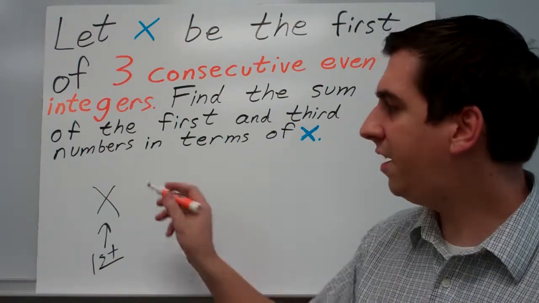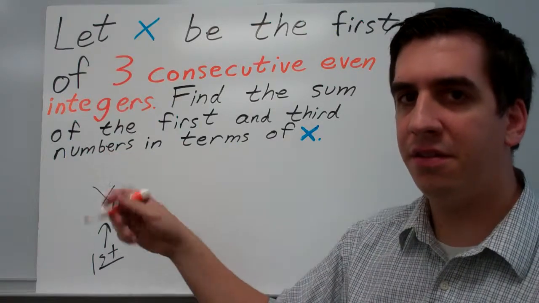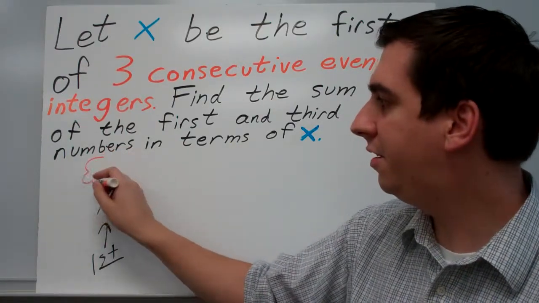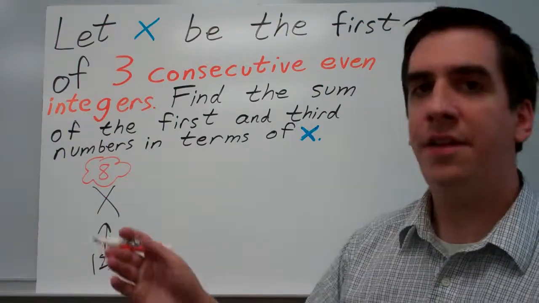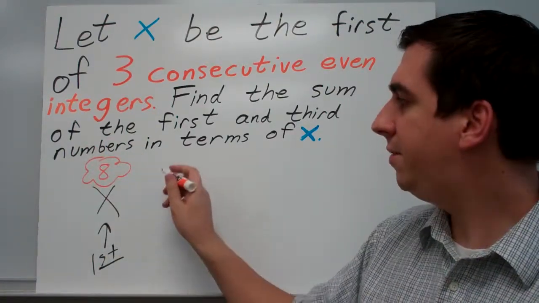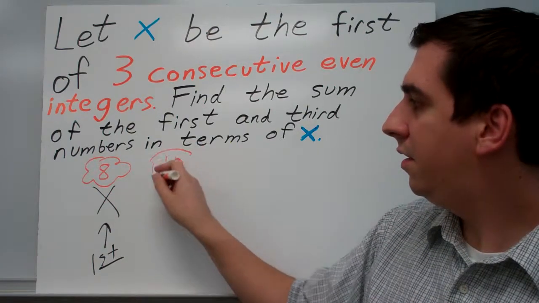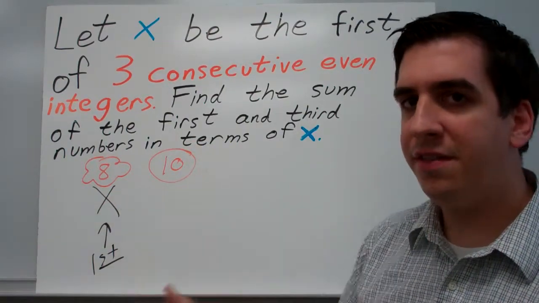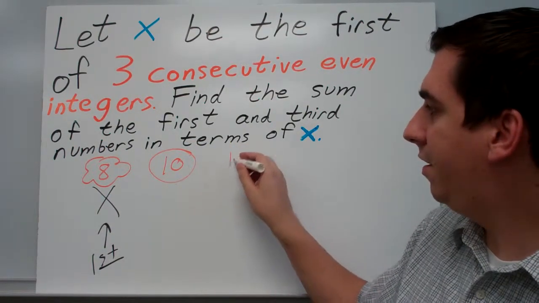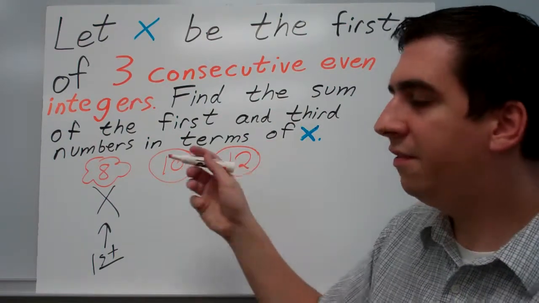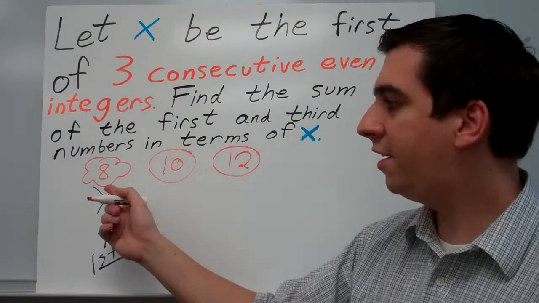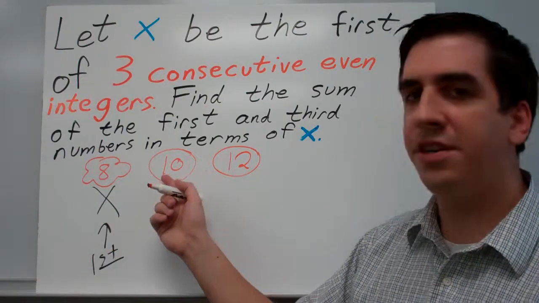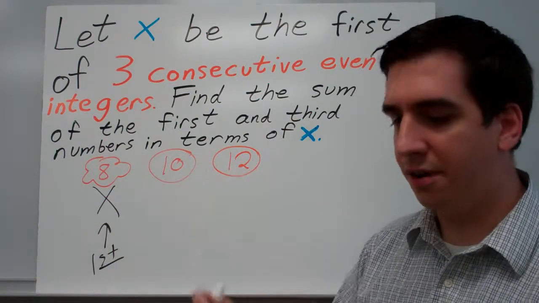I like to think of that as, well, let's pick a random consecutive even integer. Let's start with 8. If I kept counting up to be consecutive, I would have 10. That would be my next even integer. If I kept going, I'd have 12, 14, 16, and so on. If I picked another one, I might start at 1,000 and then go to 1,002 and then 1,004.